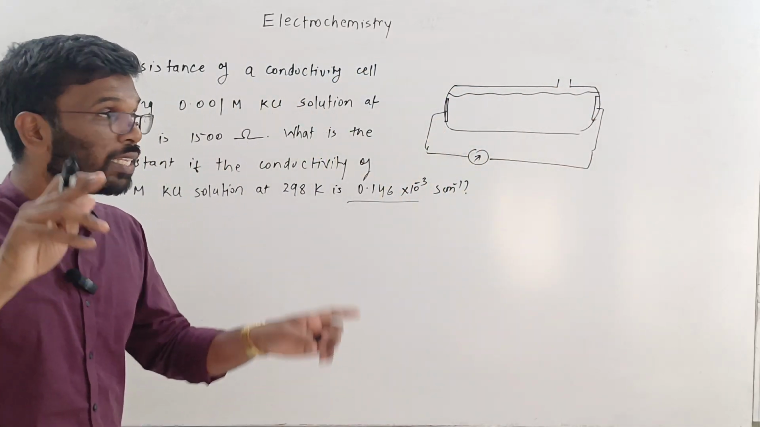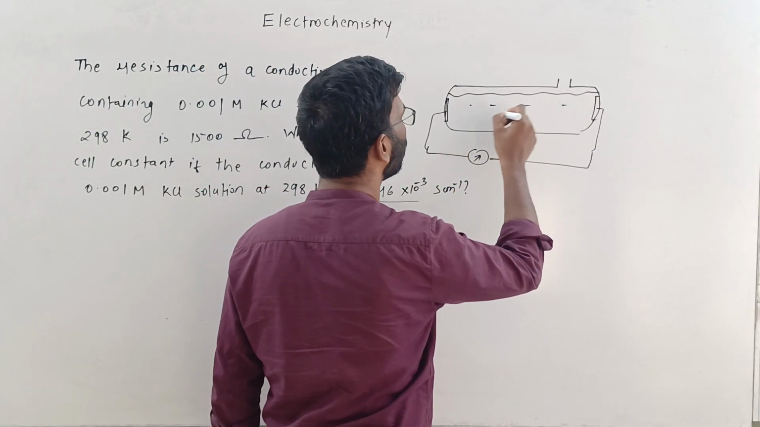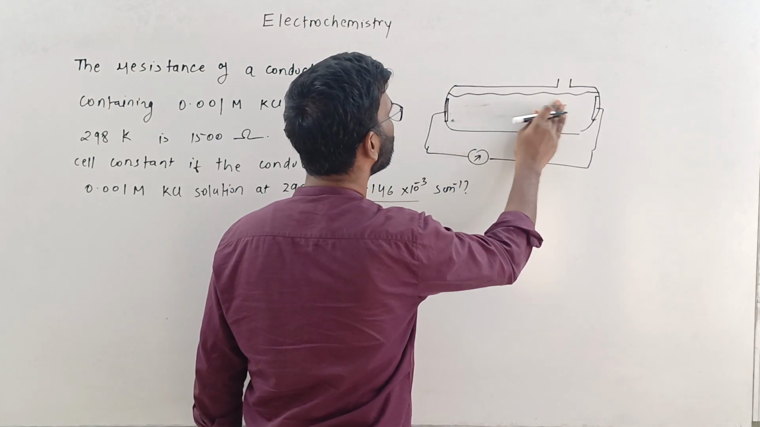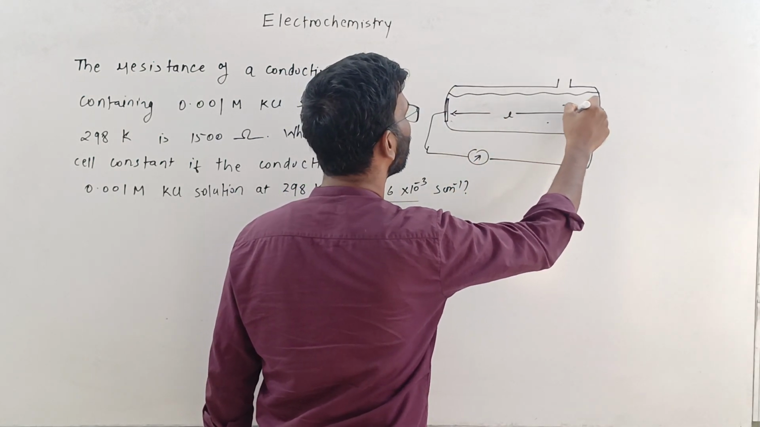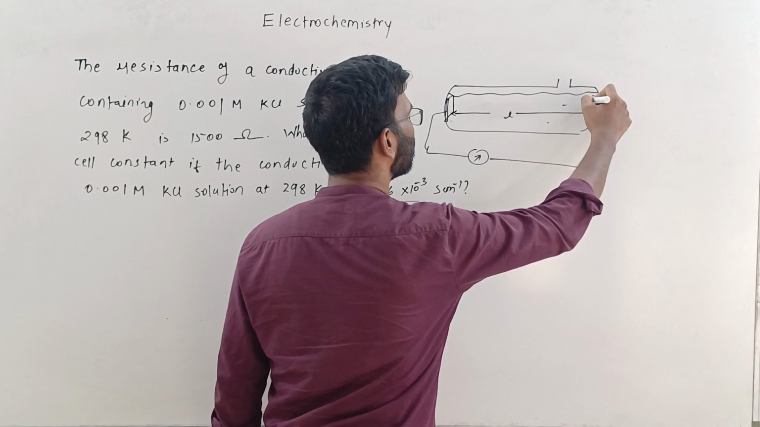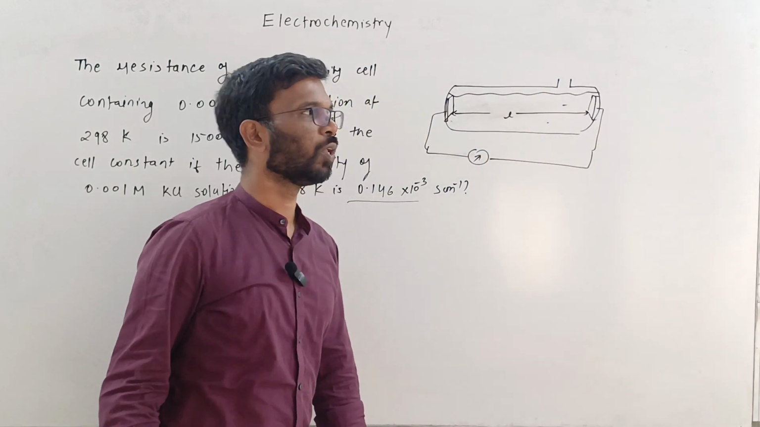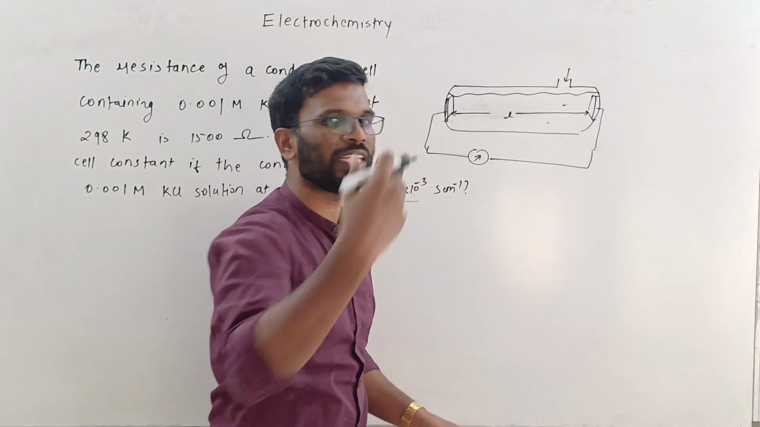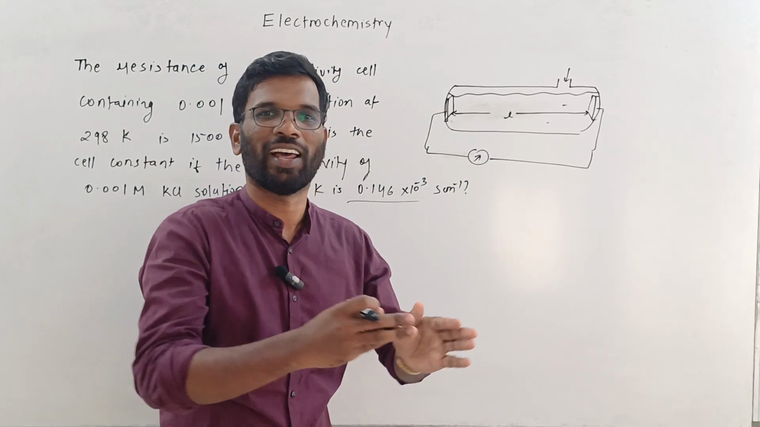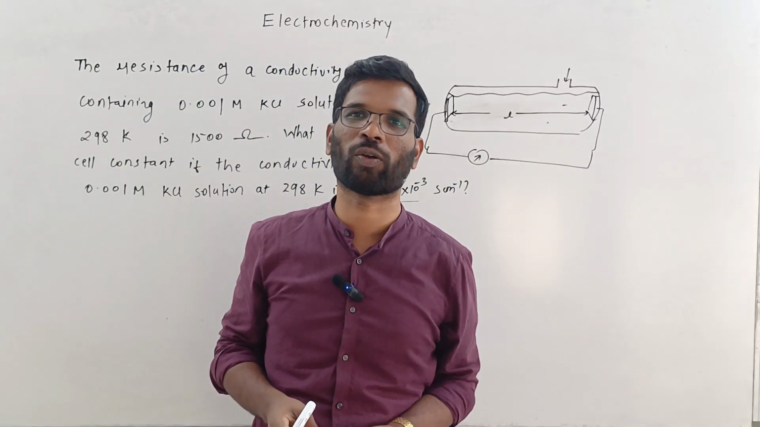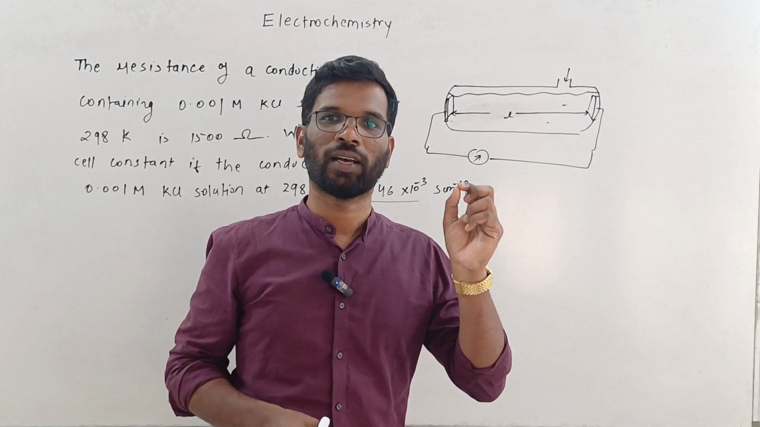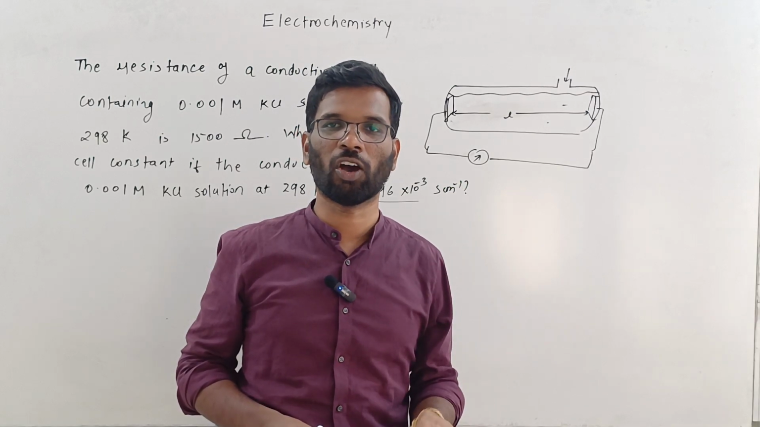Now in this case, something which is going to remain constant is this distance between the plates and the area of cross section of the plates. You may change the electrolyte, its concentration could be varied, everything could be varied. But the length and the area of cross section of the electrodes are going to remain constant. So the cell constant is the ratio of the length and the area of cross section.